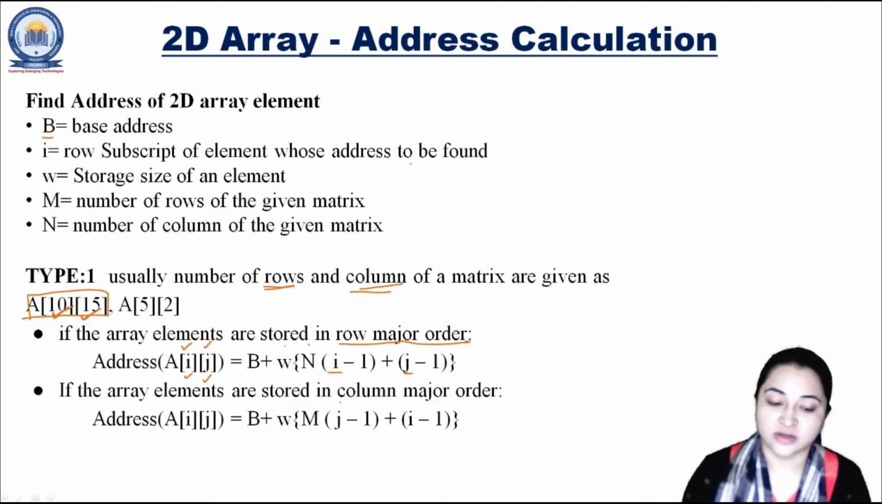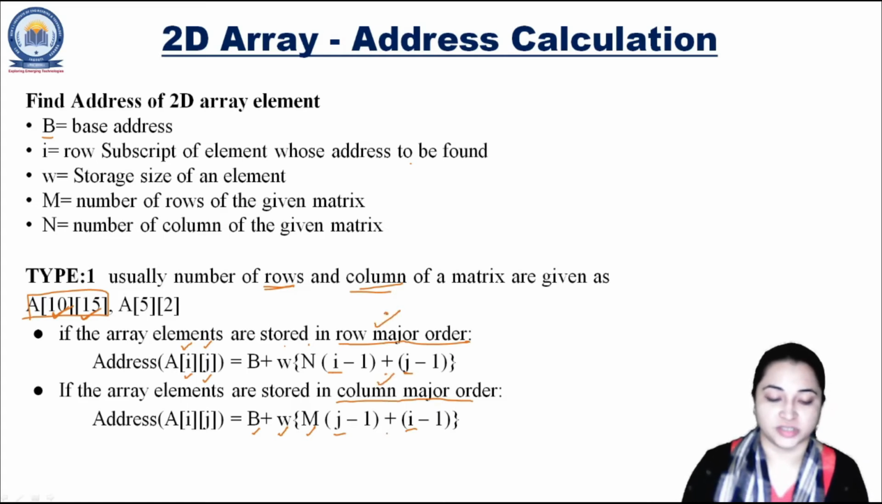If the elements of an array are stored in column major order, then we can find the address of the given element as base address plus size, then number of rows multiplied by column index minus 1 plus row index minus 1. So these are the equations to find the address of elements which are stored in row major and column major order.